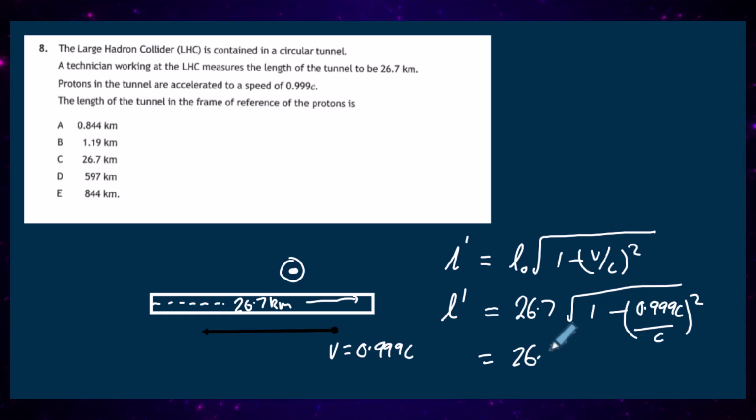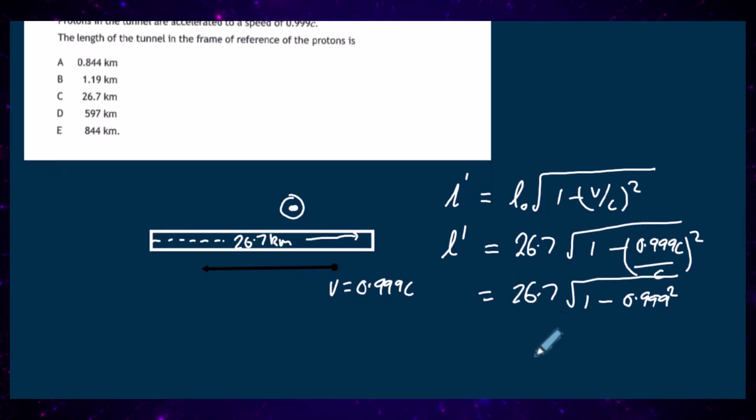We have 26.7 times the square root of 1 minus 0.999, and it's all squared. Now if we do that in our calculator, we end up with the relativistic length as seen by the proton to be 1.19 kilometres. And that will be the length of the tunnel as experienced by the proton. So the answer to that is going to be B.